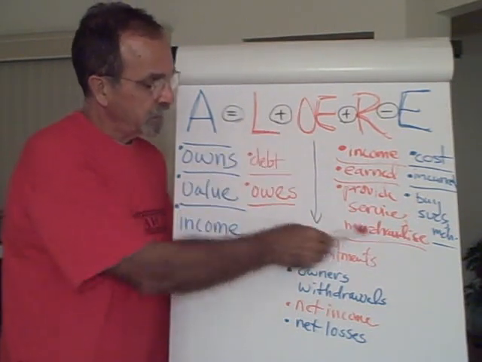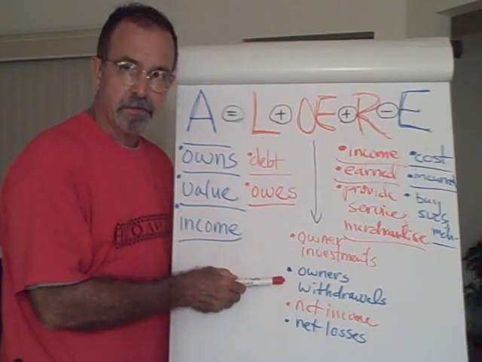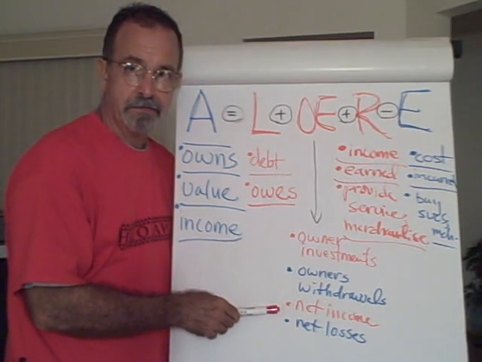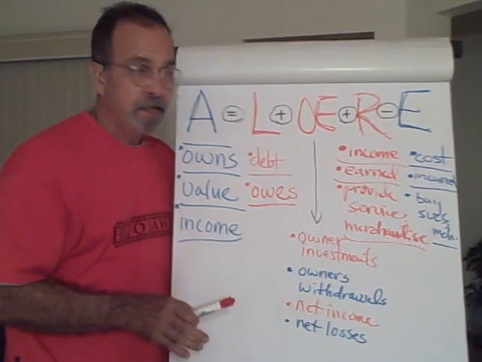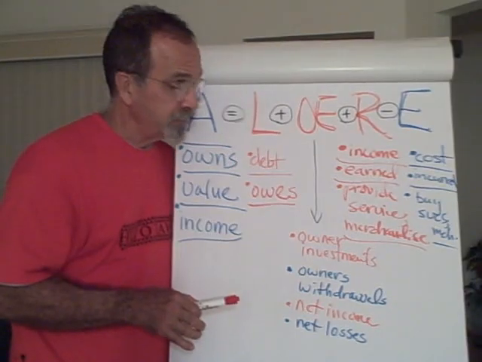And finally, our owner's equity shows us owner investment, owner withdrawals, and accumulated net incomes and net losses of the business. I'm going to stop here, and hopefully that makes sense. If not, let me know.